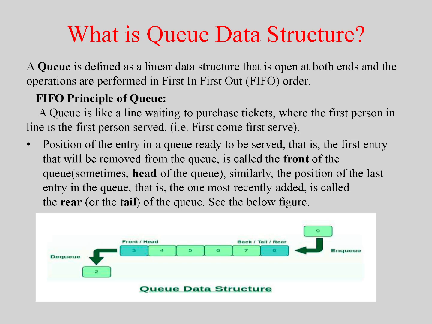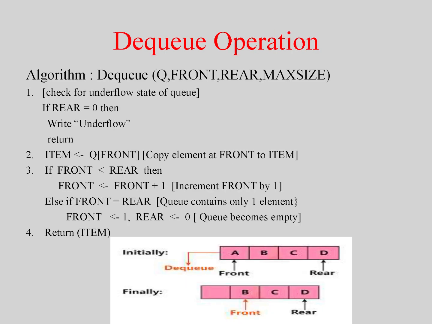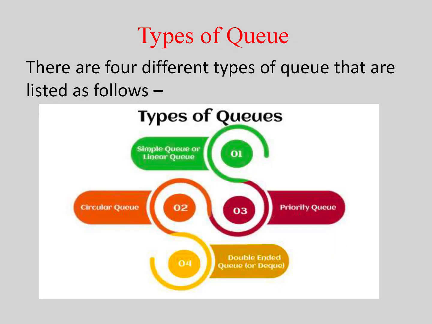The position of the entry in a queue ready to be served, that is, the first entry to be removed from the queue, is called the front. Similarly, the position of the last entry in the queue, that is, the one most recently added, is called the rear. Enqueue operation. This operation helps us add elements to the queue, whereas the dequeue operation helps us remove elements from the front of the queue. Now the different types of queues are simple queue or linear queue, priority queue, double-ended queue or DQ, and circular queue.